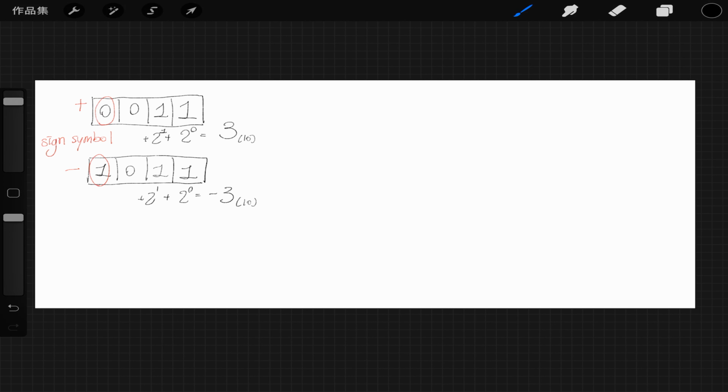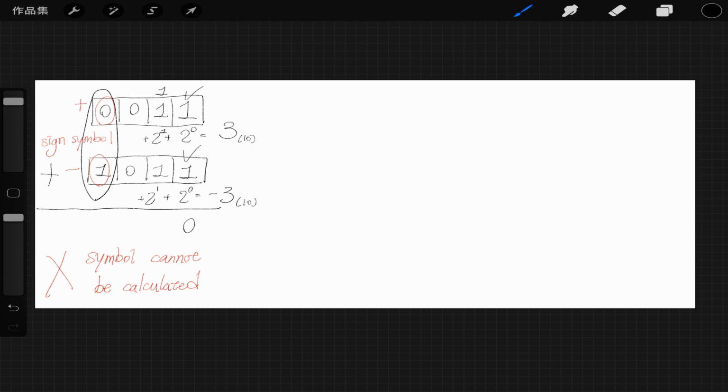For instance, if we try to add these two binaries up directly, can we do that? The answer is no, because a symbol cannot be calculated. If we do try to force it to happen, we can see the result will be weird. So let's try. 1 plus 1, we will get 0 and 1 up. 3, 1, we will have 1 here, 1 up, and get down 1. And for this one, 0 plus 1, 1.